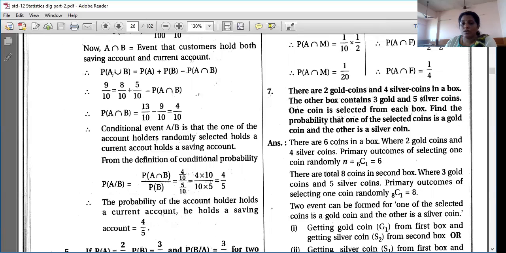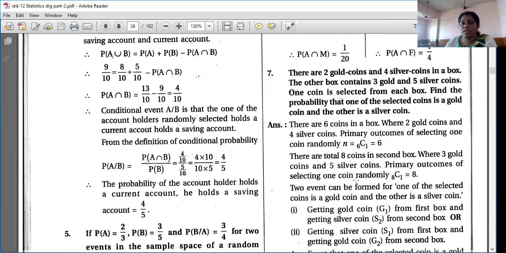Right? Now in the second box, 8 coins are there, that is 3 gold coins and 5 silver coins. Total 8, and your n comes to 8C1, that is 8. So the total outcome n for the first box is 6 and n for the second box is 8. Right? This much is clear.